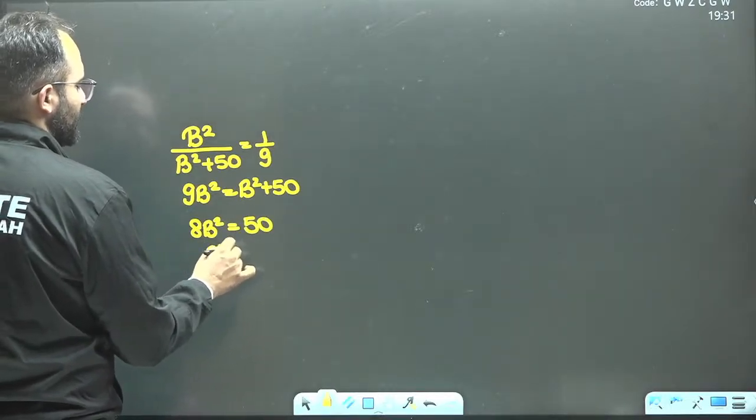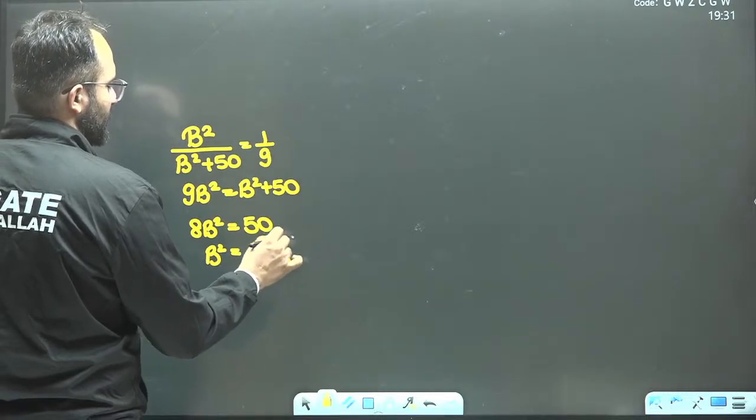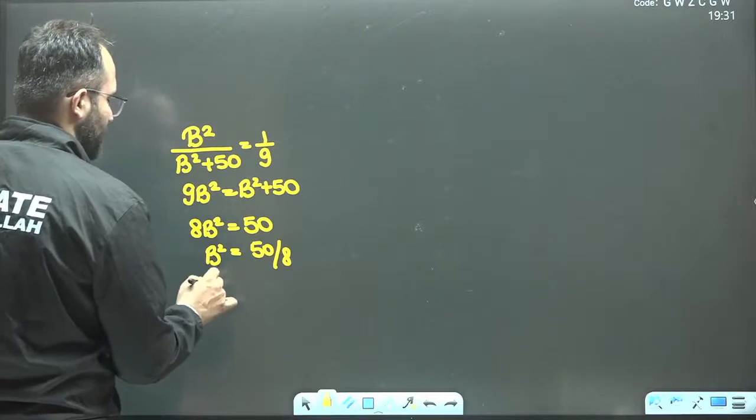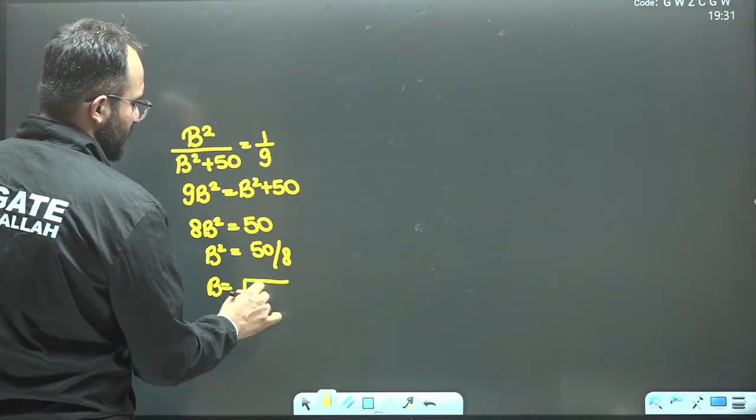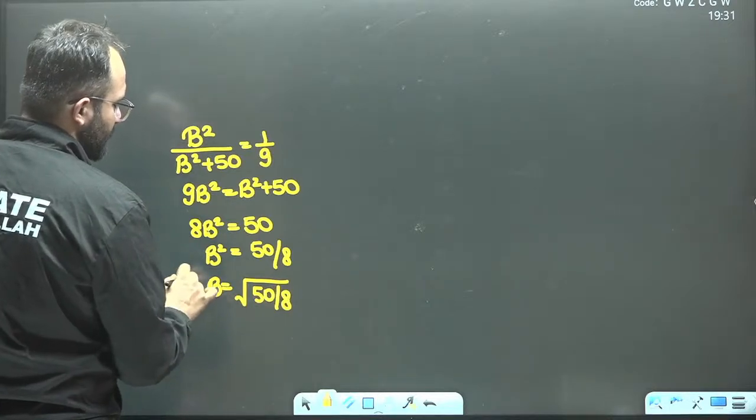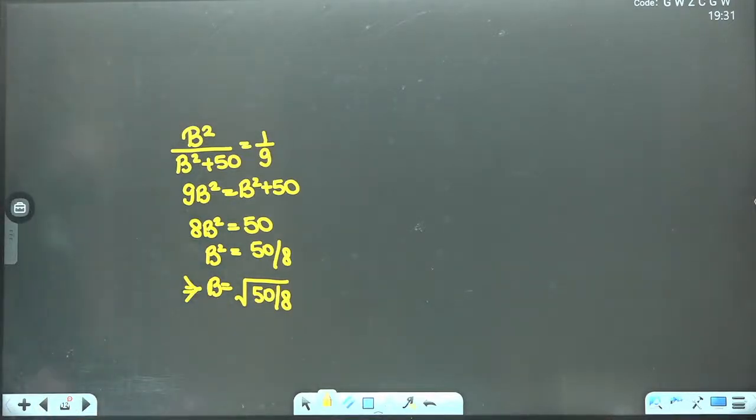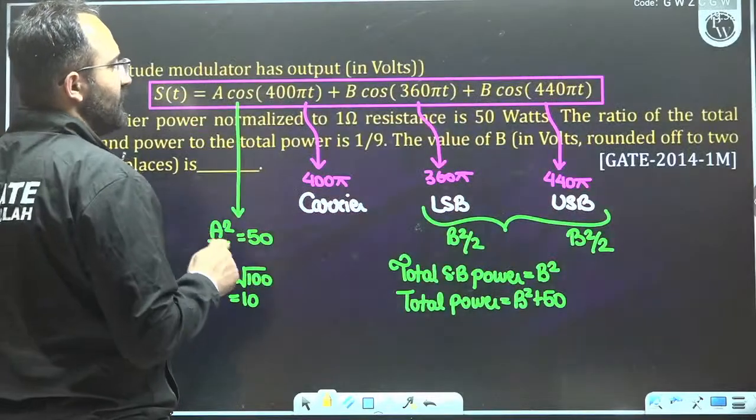So B square is 50 by 8, under root. Okay, B square is this. B is the root of 50 by 8. I think this is fine, dosto. All of you are able to do it. Okay, I hope all of you are able to do it. We can find out the value and we can write the answer.